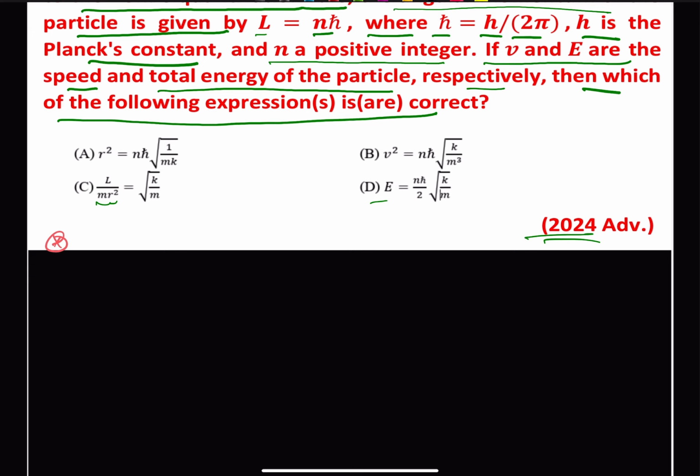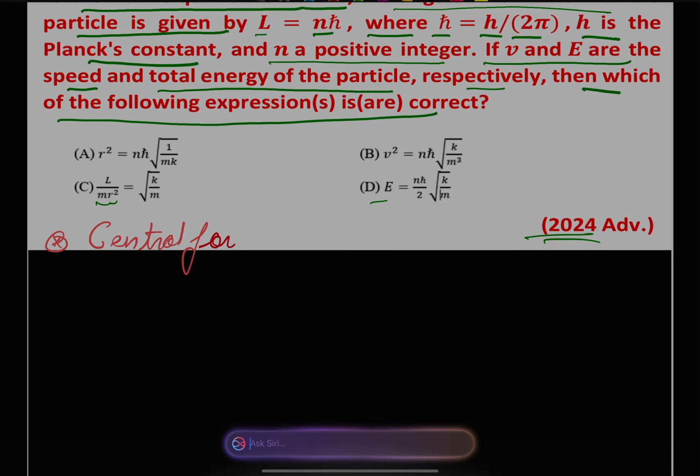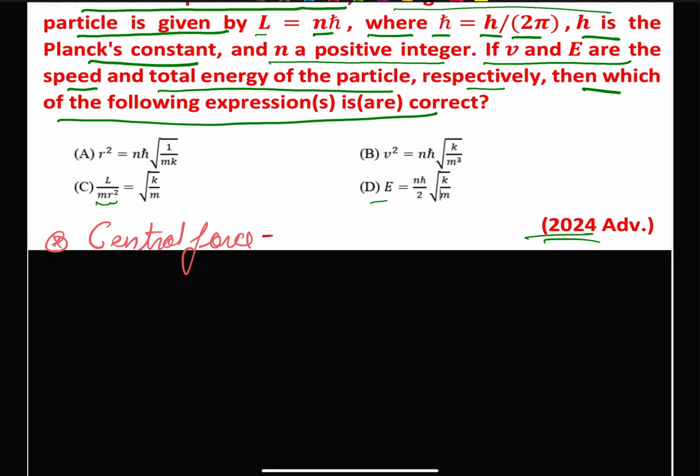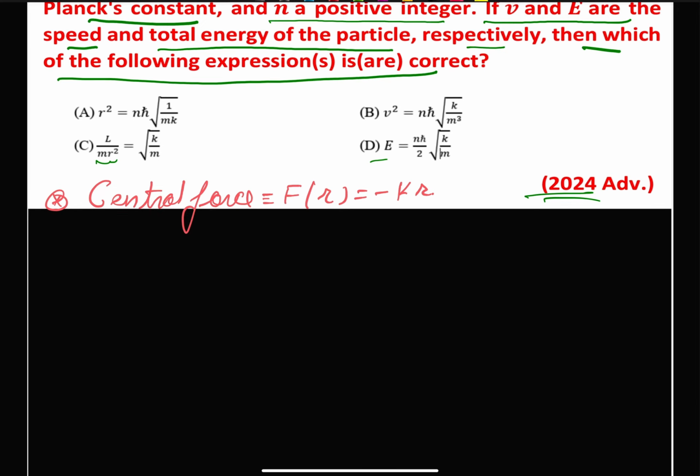So we are given the central force f(r) = -kr, and this corresponds to a potential energy, which is given as V(r) = kr²/2.